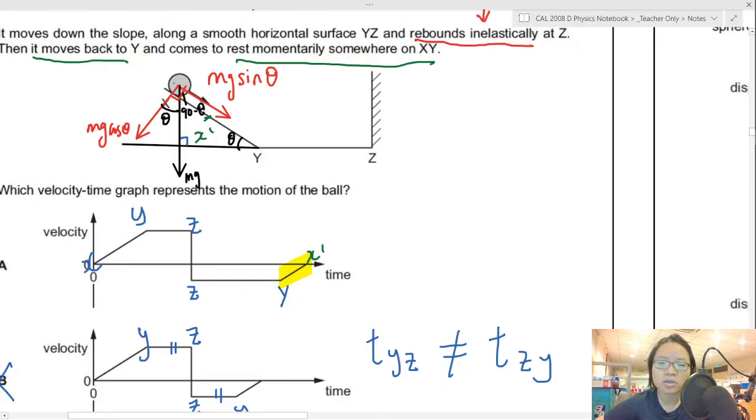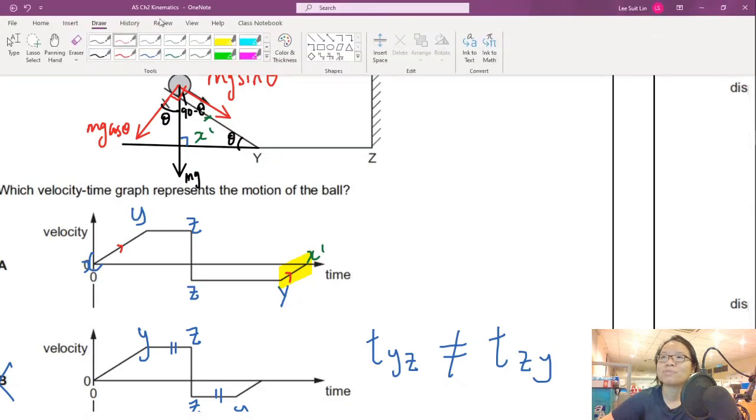Now, I don't care whether the ball is going up or going down the inclined plane. Gravity will not change direction for you. So if gravity doesn't change direction for you, meaning this whole thing is constant. So this line here and this line here must be parallel, because the gradient of XY and the gradient of YX is the acceleration or the resultant force, which will be the same.